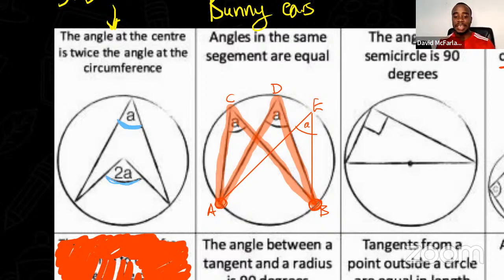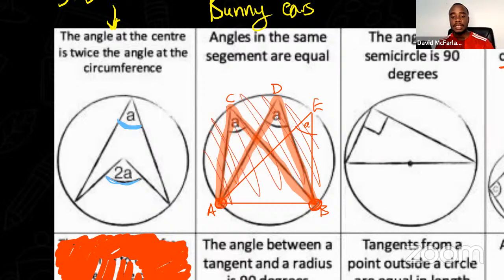Once they do that and they're in the same segment, that is, a segment splits a circle into 2 parts, and this is the segment we're talking about. So once they're in the same segment, then they're going to be equal.